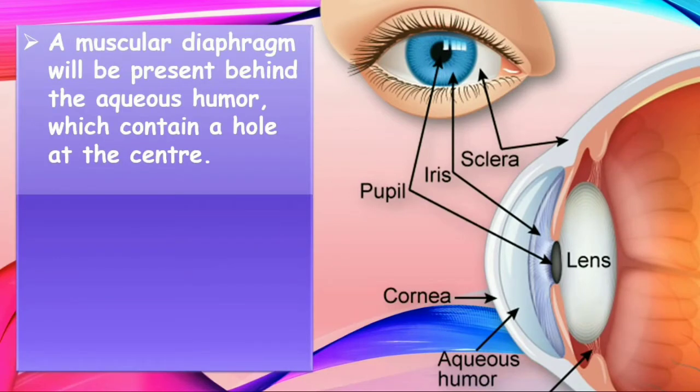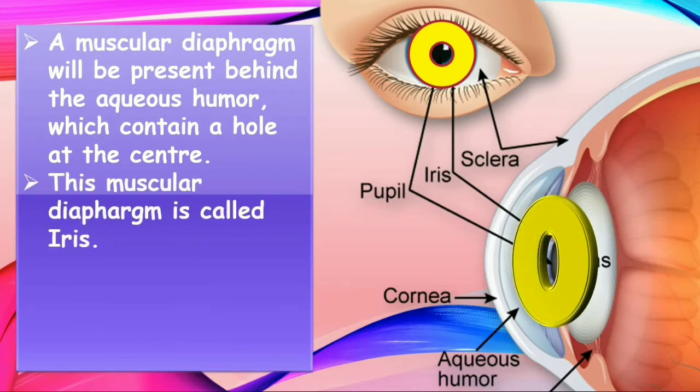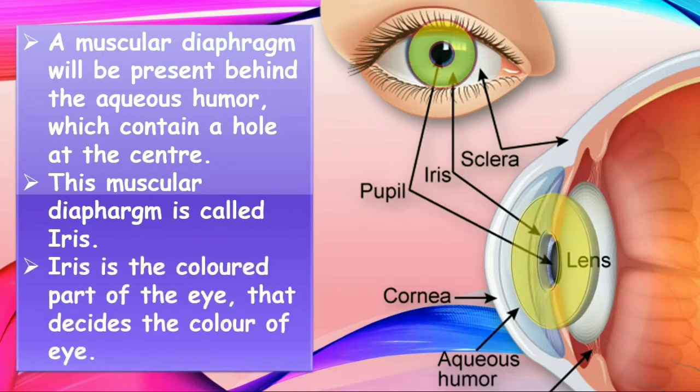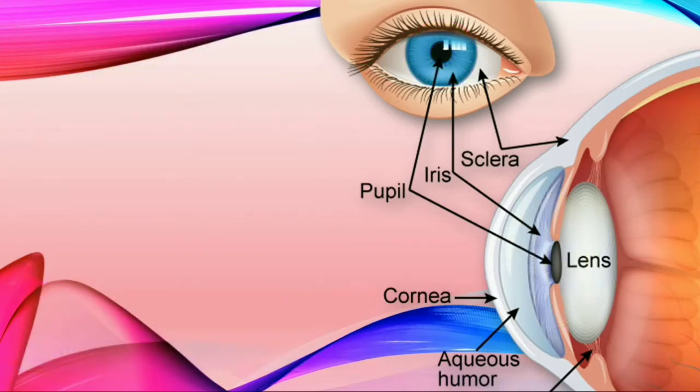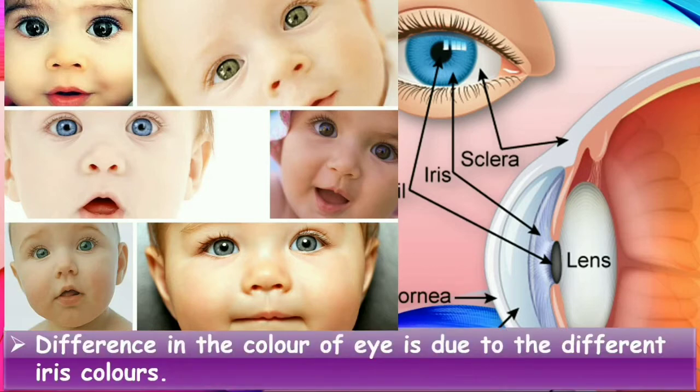A muscular diaphragm is present behind the aqueous humor, which contains a hole at the center. This muscular diaphragm is called iris. Iris is the colored part of the eye that decides the color of the eye. Now you can see babies with different colored eyes. This is all based on the difference in the color of the iris.